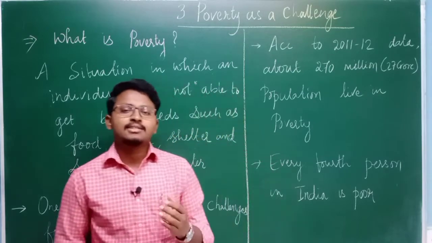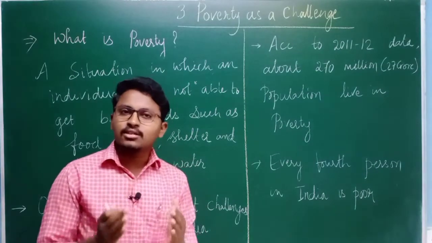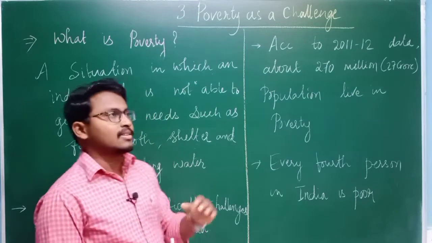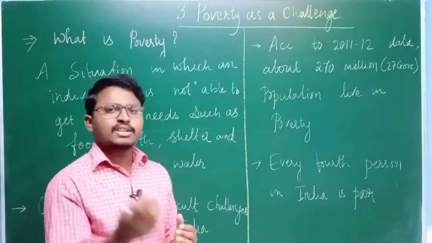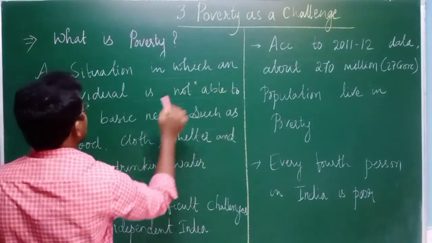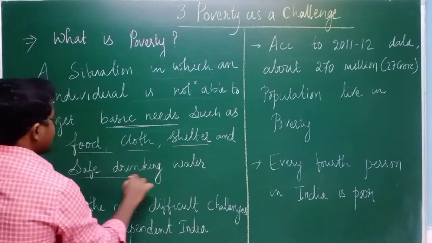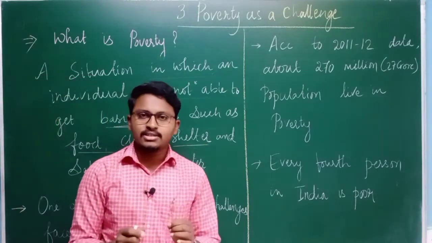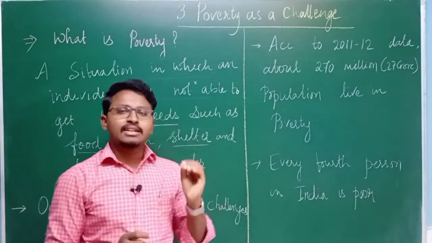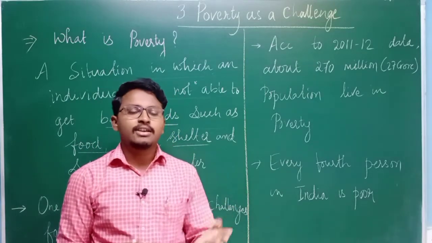First, let us discuss what poverty is. Sometimes it is also used with the other word, poor people, but there is a proper definition given for poverty. So what is poverty? Poverty basically means a situation in which an individual is not able to get basic needs such as food, cloth, shelter and safe drinking water. It is a situation where a person is not able to get the basic needs required for living, such as food, cloth, shelter as well as safe drinking water.